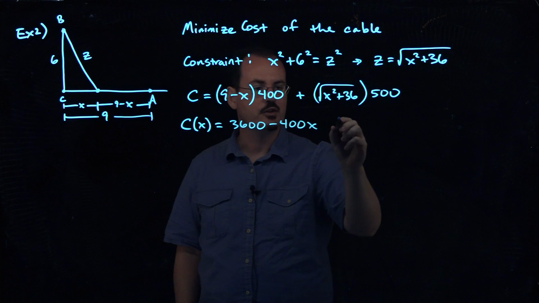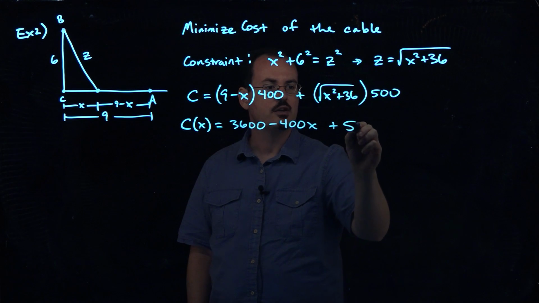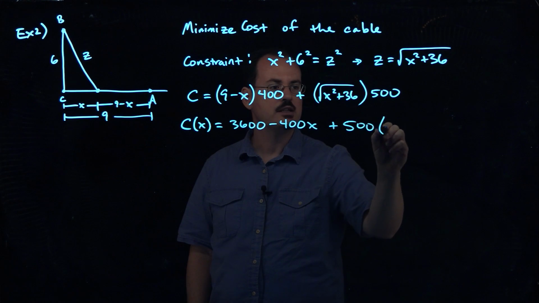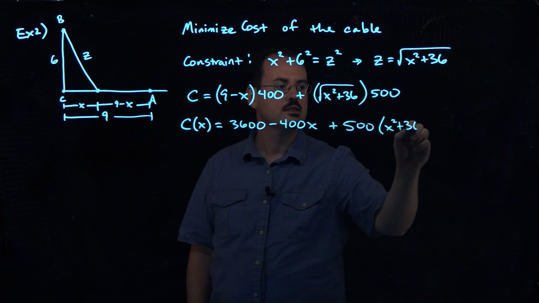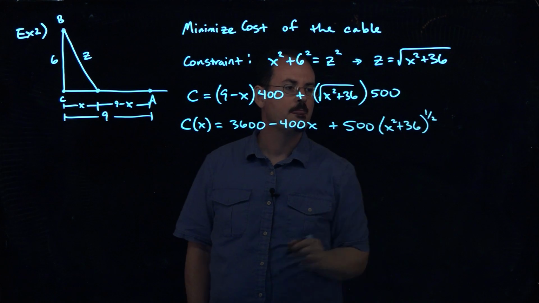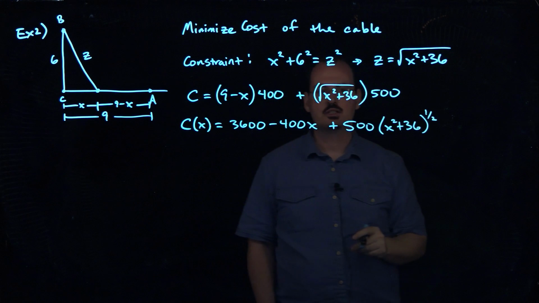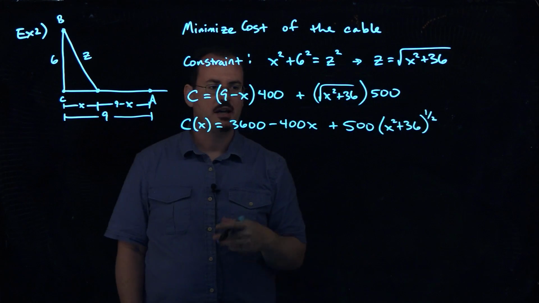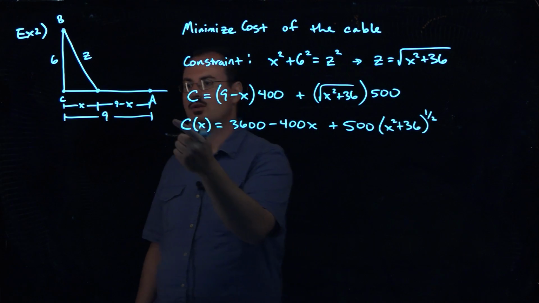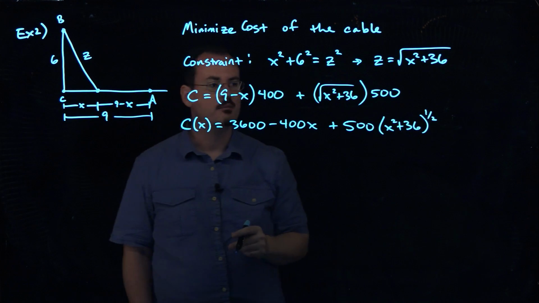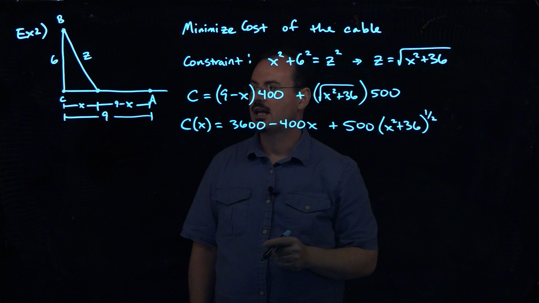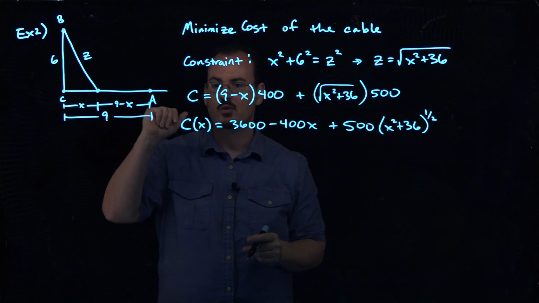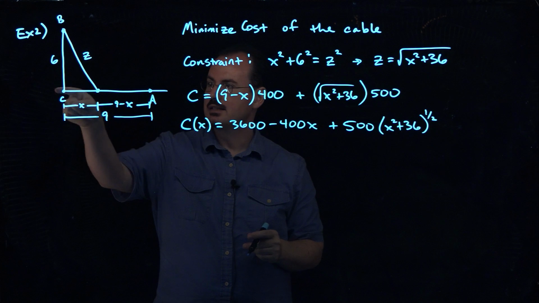And let's just put the 500 in front on the other one. So 500, and then let's write this as x squared plus 36 to the 1/2 power. Okay, so that is the cost function. What this function is going to tell us is if I plug in any value for x, it will tell me what the total cost is for laying that cable, depending on what x happens to be.